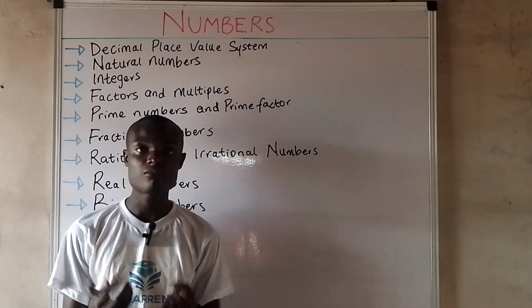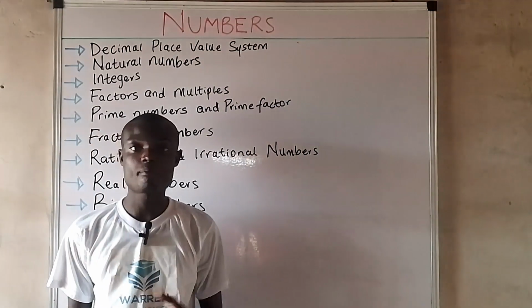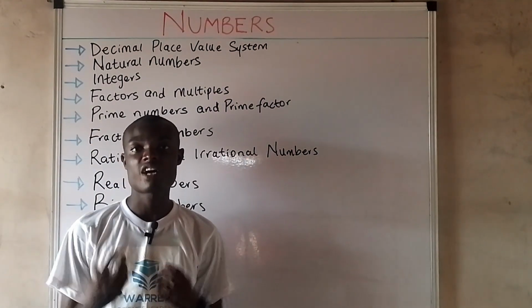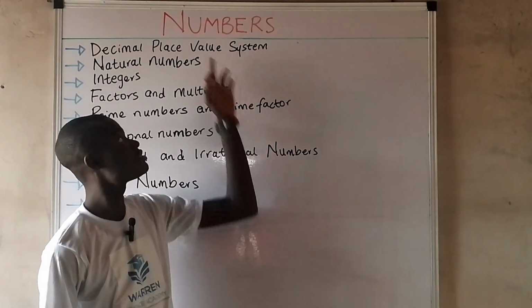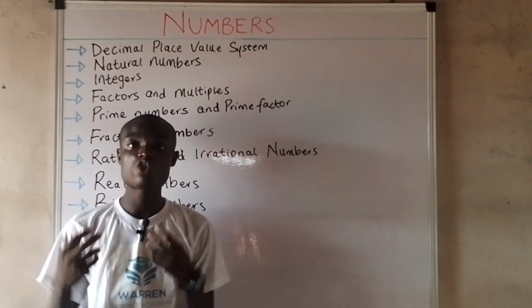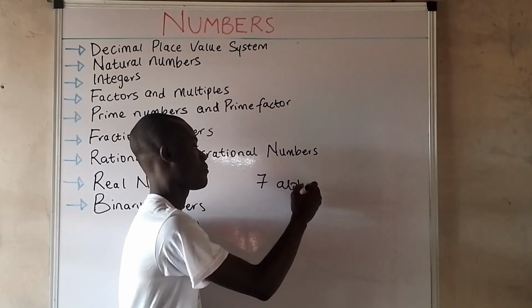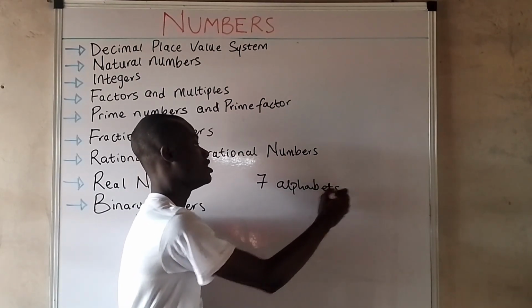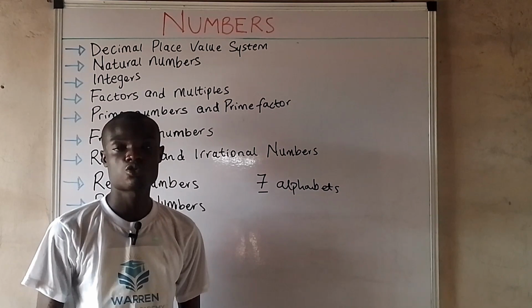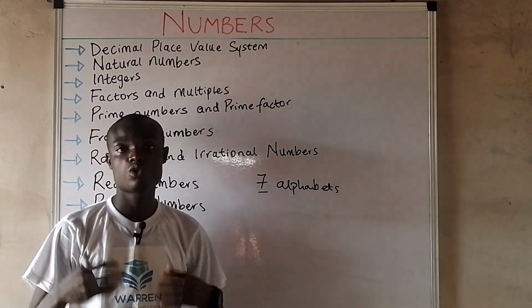By counting, what do we mean? We have a word on the board which is numbers. We can count the number of alphabets present. By counting, we have 1, 2, 3, 4, 5, 6, 7. So in the word numbers, we have 7 alphabets. So 7 has helped us to count the number of alphabets present in the word numbers.